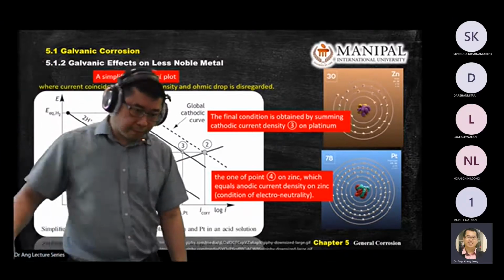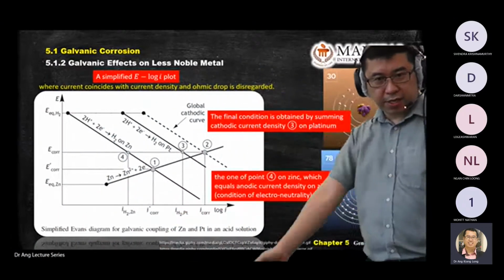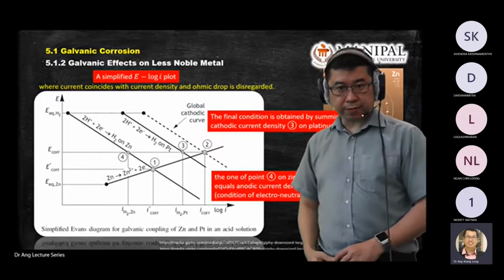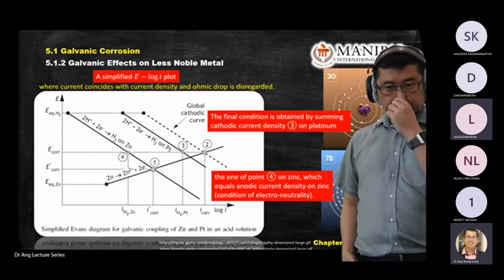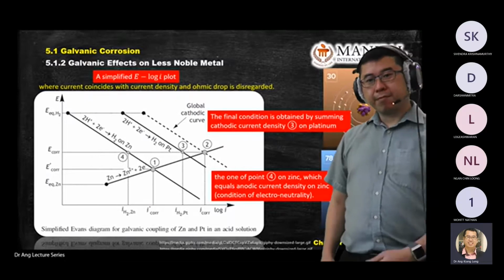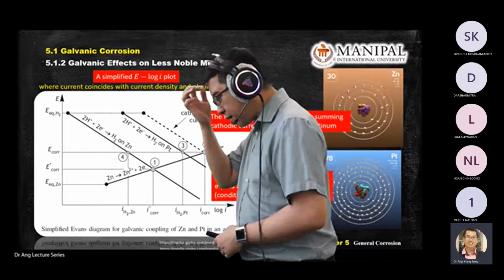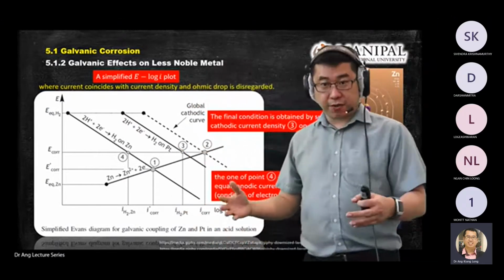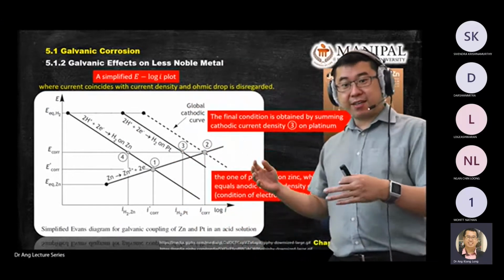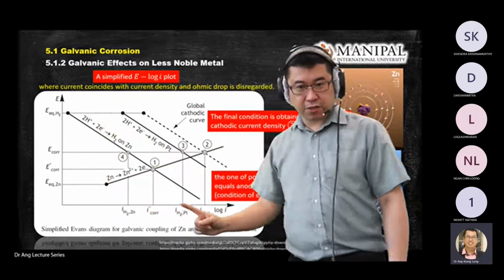Okay, any question on constructing the graph so far? Good? Okay, so I want you to try to understand, like in the exam or test, I'll give you a scenario. Then are you able to draw the line on the E versus log I graph or not?